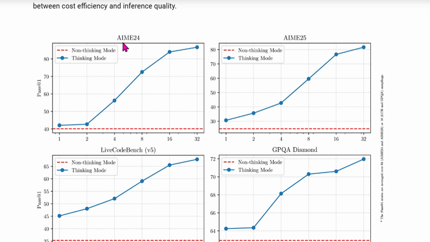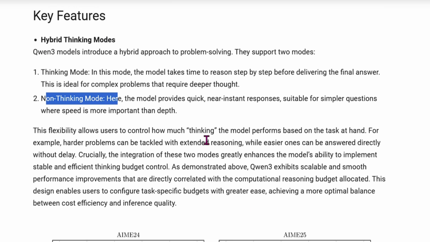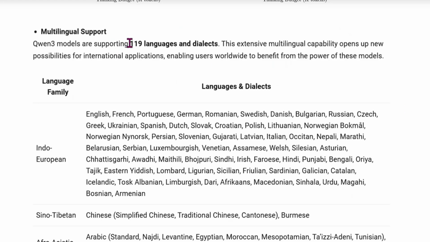Here you can see for the AIME 24, that's a math benchmark, a math competition basically. AIME 25, you can see that the performance is pretty good when we enable the thinking mode. LiveCodeBench, the same thing, GPQA Diamond. But obviously, for general knowledge questions, if you want the answers to be as fast as possible, you can use the non-thinking mode. And it supports 119 languages and many of the Indian languages. For example, my mother tongue is Assamese and this is supported as well.